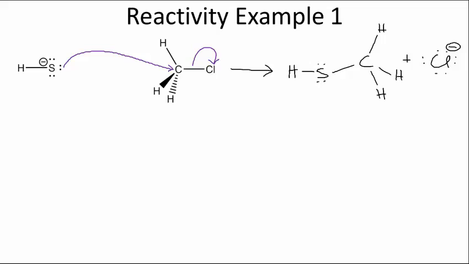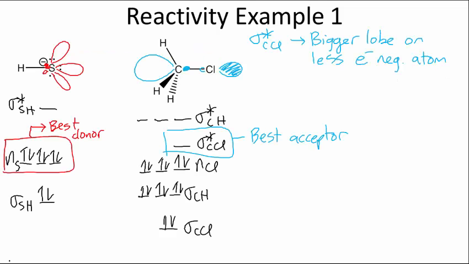The question is, why does the sulfur bond with carbon? Well, there's a couple of ways to think about that. One is the antibonding orbital, the sigma star CCl orbital, is going to have a big part on carbon and only a small part on chlorine. And so there's going to be a better interaction between the lone pair and the part of the antibonding orbital that's on carbon.